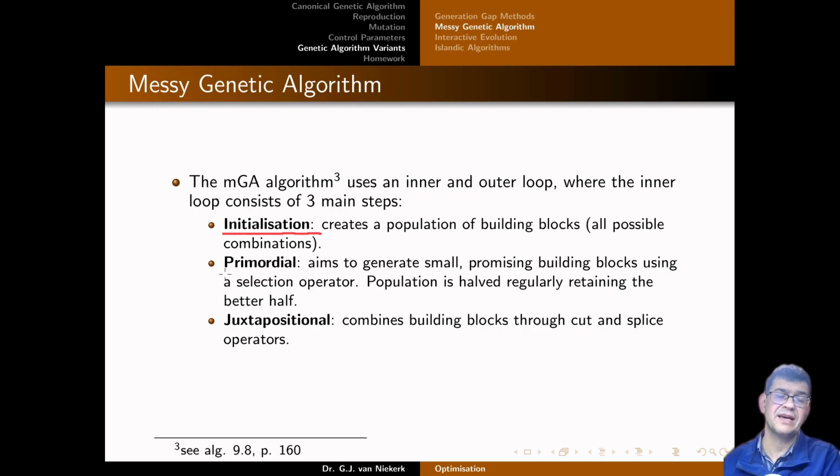But then the next phase, after you've got your initialization, is a primordial phase, which aims to generate small promising building blocks using a selection operator. So the population is halved regularly, retaining the better half. In this process, we eliminate the building blocks which do not seem to work well. And in the end of this process, you're going to end up with a much smaller pool of building blocks that you can then use. And then lastly, you've got this juxtaposition phase. In here, this combines the building blocks through cut and splice operators to actually result in the final solutions, which consist of these optimal building blocks.